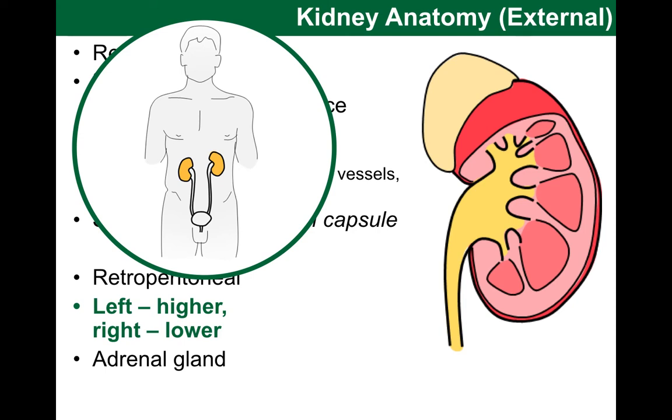Well, the answer is, of course, in the fact that the liver is largely located on the right side above the kidney, and therefore it ends up being a little lower.